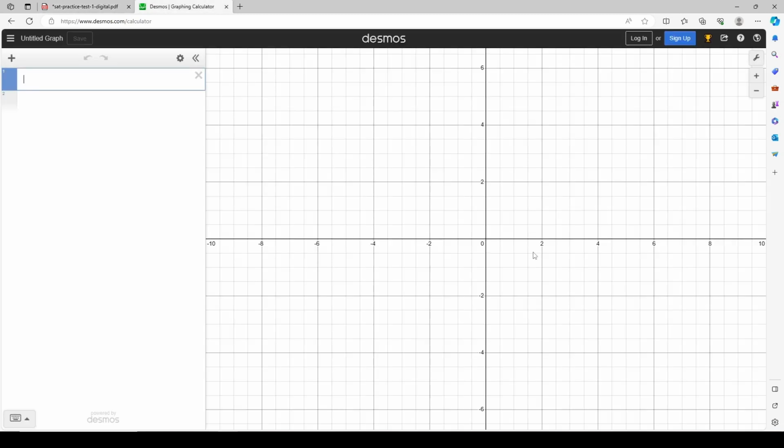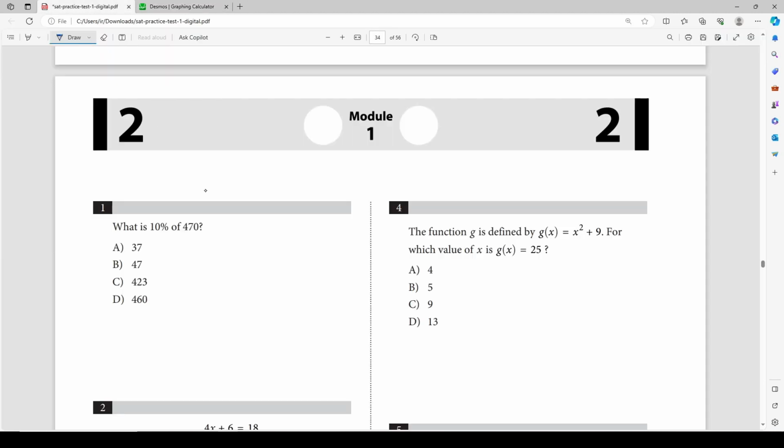Today I'm going to be using Desmos because this is the calculator that the SAT or the College Board gives you on the day of the SAT. Everyone will be able to use Desmos for the math section. I'm going to use it because of that. First question asks 27 questions.